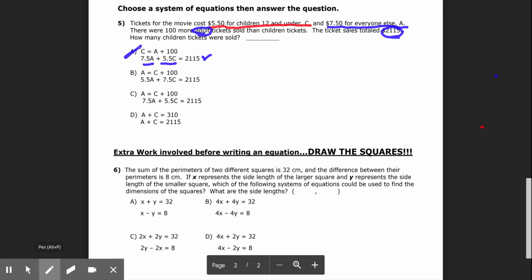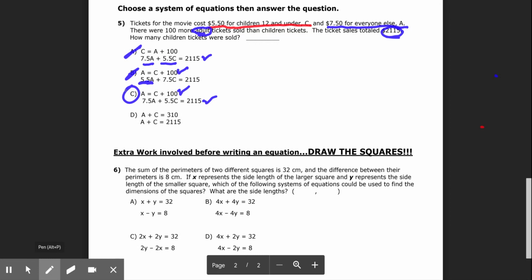So on letter B, that is correct. A equals C plus 100. However, it's not 550 per adult ticket. It's 750. So that's not right. So let's look at C. A equals C plus 100 is good. 750A adult, 550C, 2150. So both of these are correct. So we're going to use letter C.